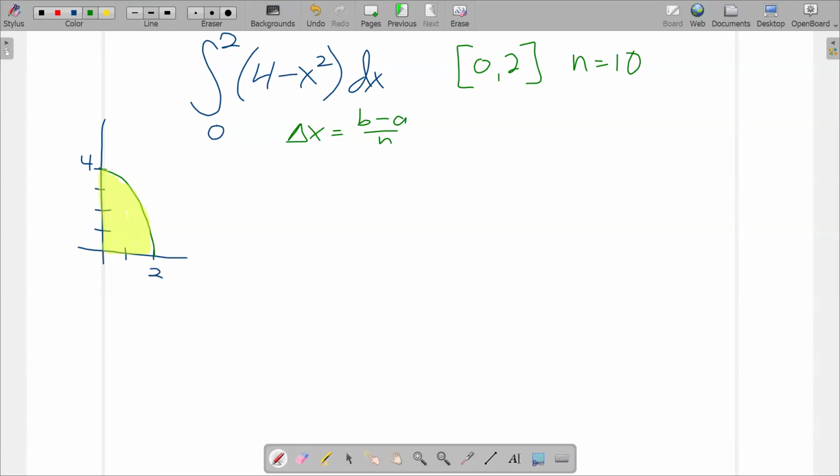Set up a Riemann sum for 4 minus x squared here from 0 to 2. So my delta x, 2 minus 0 is 2 over 10, which we could reduce down to a decimal or a fraction. I'm going to leave it as just an unreduced decimal or fraction right now.